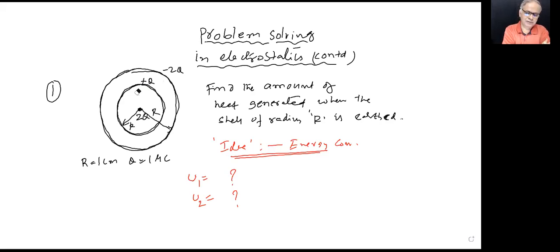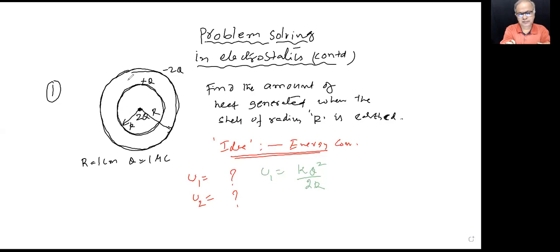Now tell me, so I can write U1 as... Yes, just take a risk, no problem. Let it go wrong, who is worried? Yes, sir. Because of pairs, we can write for potentials or directly energy. First, self energy. Yes, sir. KQ square by 2R, 2R for the inner shell.